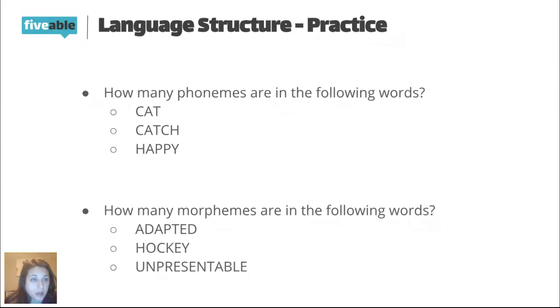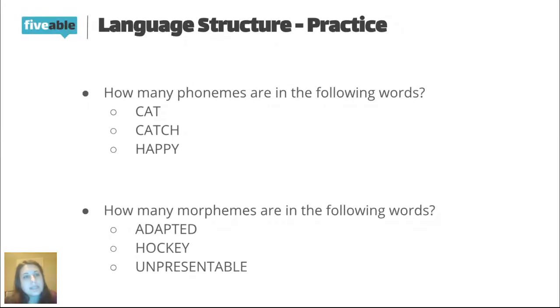So we've got the "un," which means like negative. We have the word "present" or "present," depending how you want to say that. And then we have "able," which also has meaning. So that word has three different morphemes in it, because there are three chunks of it that all have different ways of looking at it with meaning.